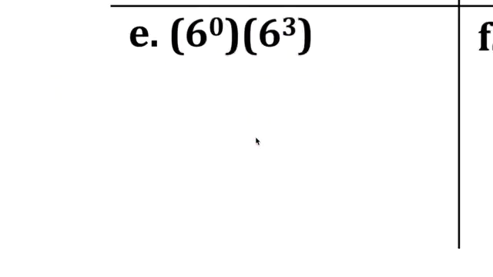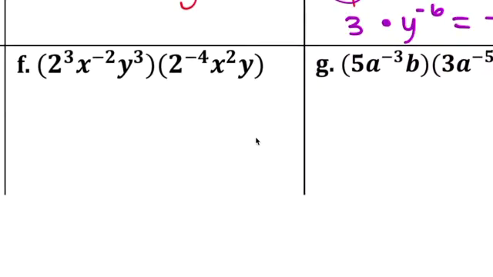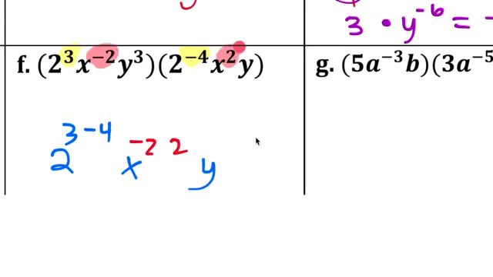Okay, multiplication, base of 6, you add the exponent. 0 plus the 3, 6 to the 3rd power. Base of 2, base of x, base of y. 2 has a 3 and a -4 as an exponent. y has an x, -2, and 2 as an exponent. And x has, and y has an exponent of 3 and an invisible 1. This is multiplication, so we add them.